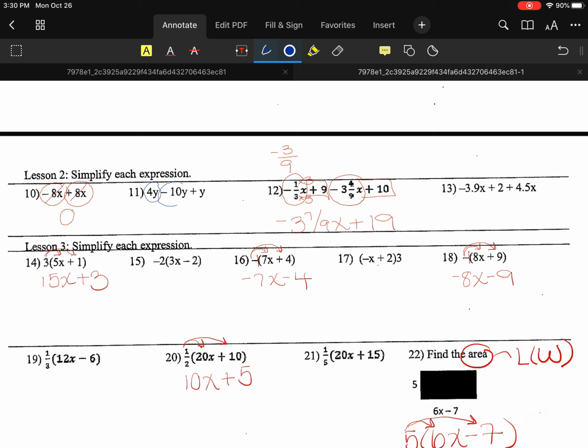I have a 4y, a negative 10y, and a positive 1y. All of them have y's. 4 minus 10 is negative 6, plus 1 is negative 5. You can put all those coefficients into the calculator, 4 minus 10 plus 1, or do the math from left to right. Number 13 has decimals, so hopefully you have your calculator handy.